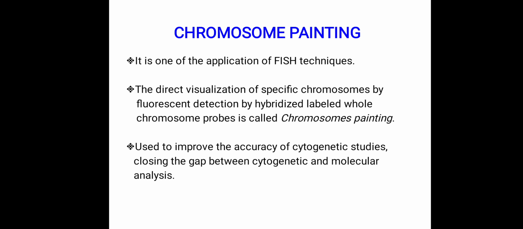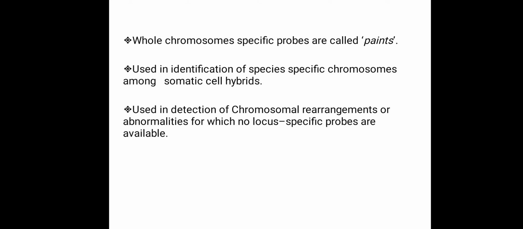Chromosome painting is another method. It is one of the applications of FISH techniques. The direct visualization of specific chromosomes by fluorescent detection of hybridized labeled whole chromosome probes is called chromosome painting, in which the whole chromosome acts as a probe, used to improve the accuracy of cytogenetic studies, closing the gap between cytogenetic and molecular analysis. So chromosome painting is a very important link between cytogenetic and molecular studies.